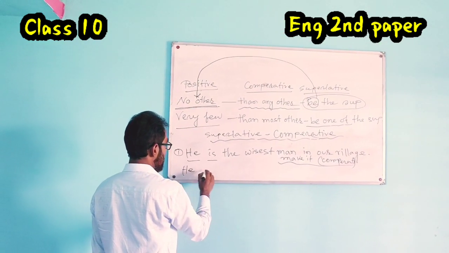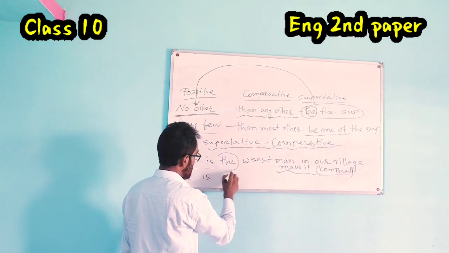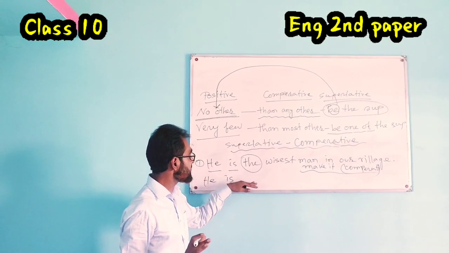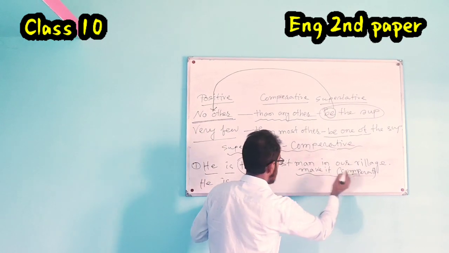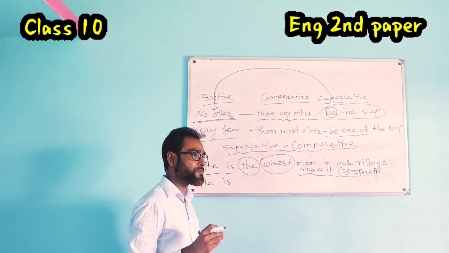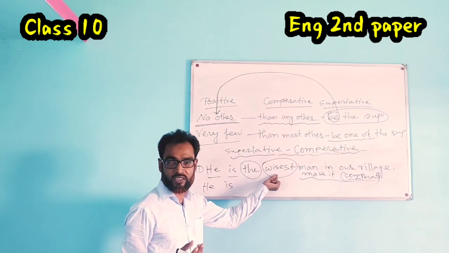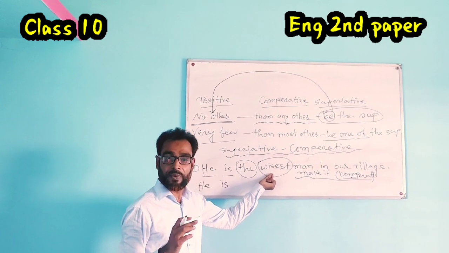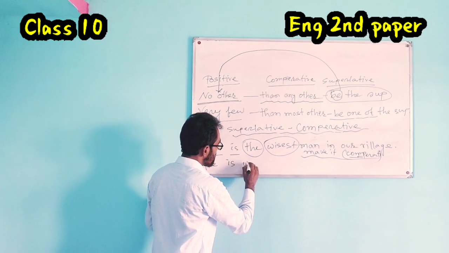So he is. Now, we do not need "the" here. Why not? We need a comparative form here. We are going to comparative, but "wisest" here is the superlative form. Do you know the comparative form of wisest? Wise is positive, wiser is comparative, and wisest is as usual superlative. So he is wiser.